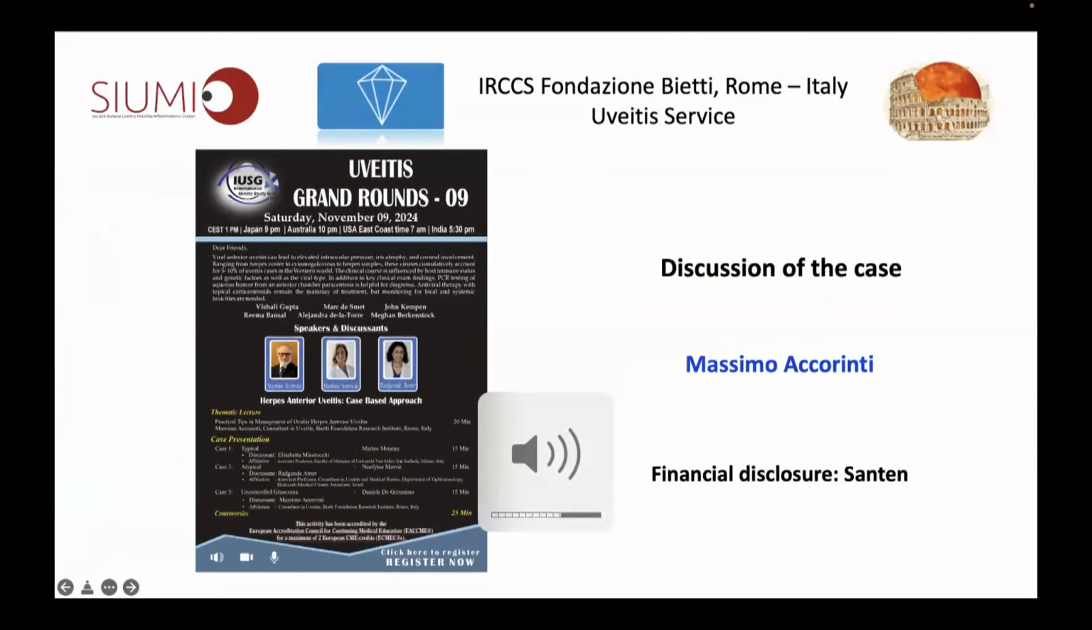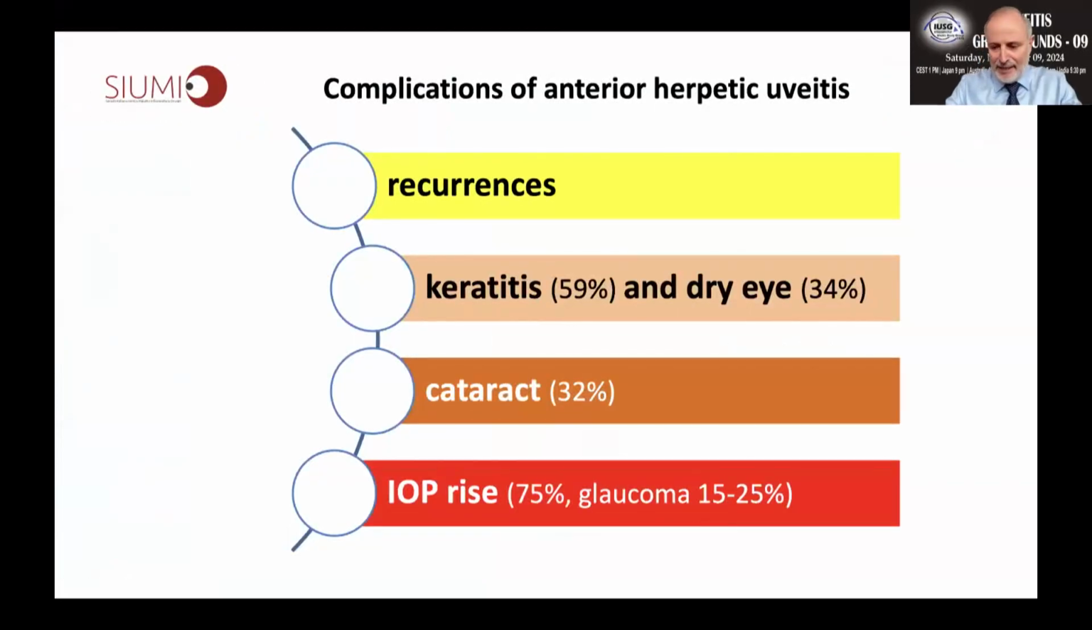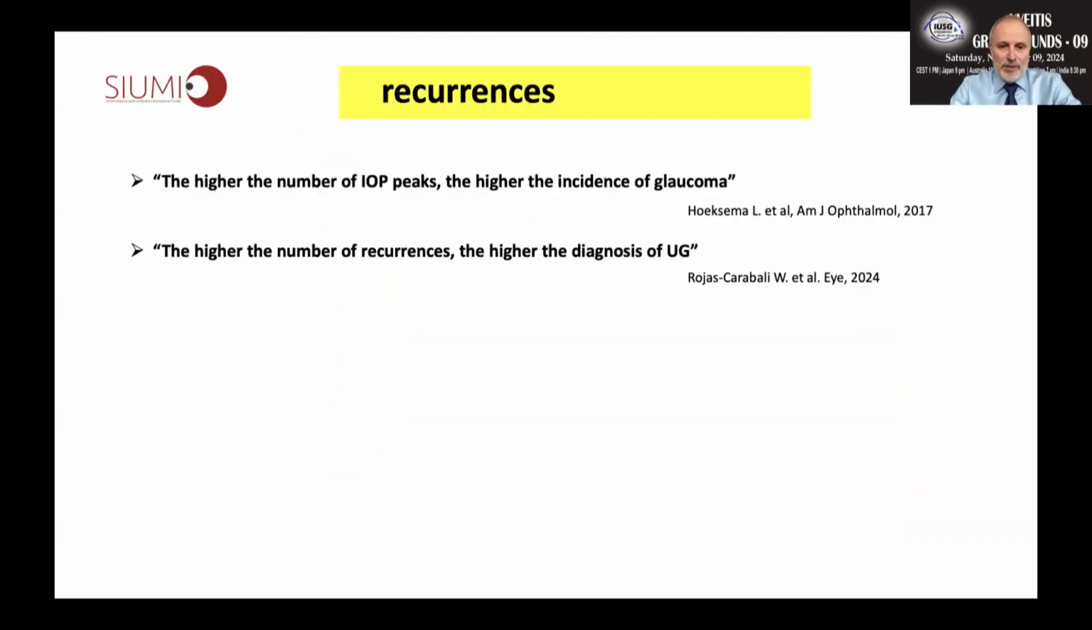Yes. Okay. So before addressing specifically the case presented by Dr. De Geronimo, I would like to come back to my last slides, that is the complications of anterior herpetic uveitis. As you have already heard, we have problems with recurrences and problems with cornea involvement and dry eye. We can have problems with cataract, and we have problems, of course, with IOP rise and glaucoma. All of these topics can affect the outcome of any surgery or any medical therapy for herpetic uveitis with IOP rise.